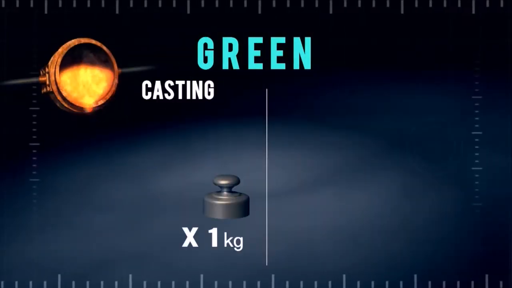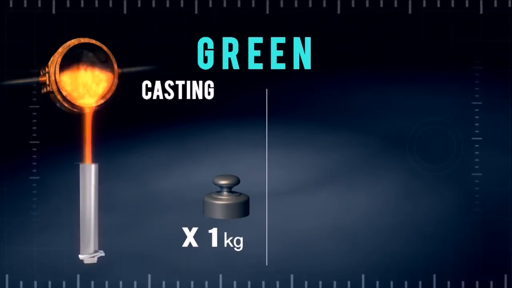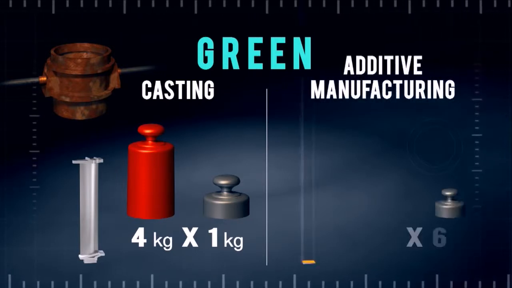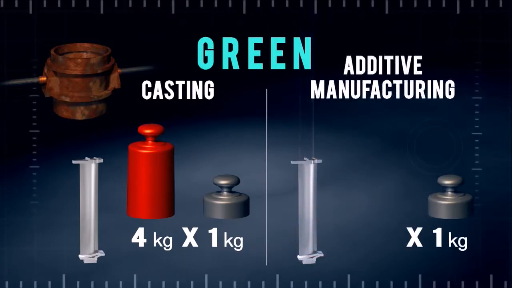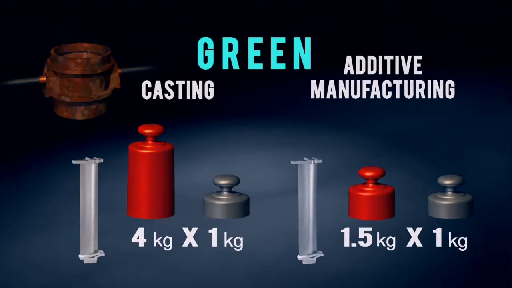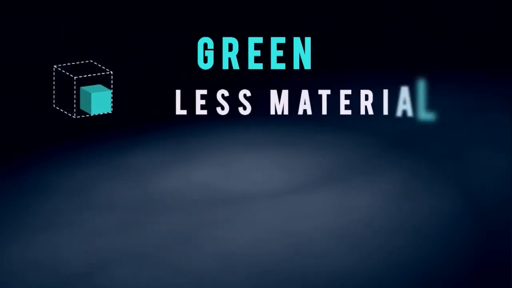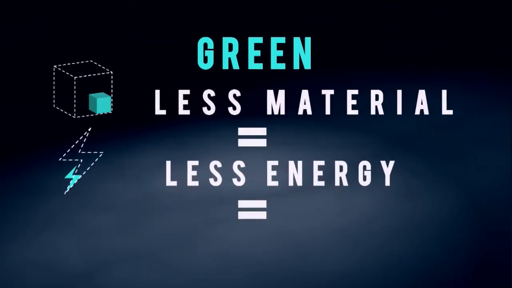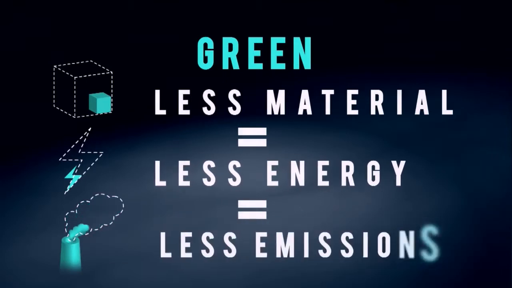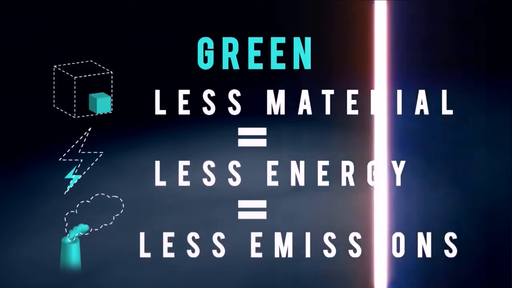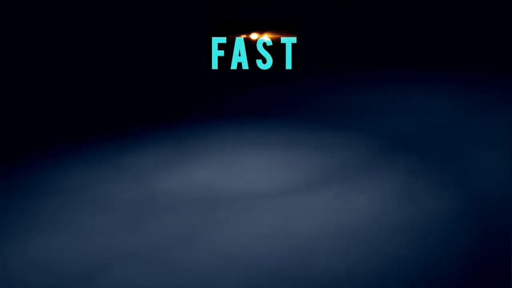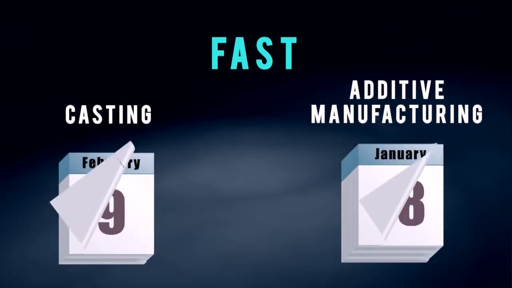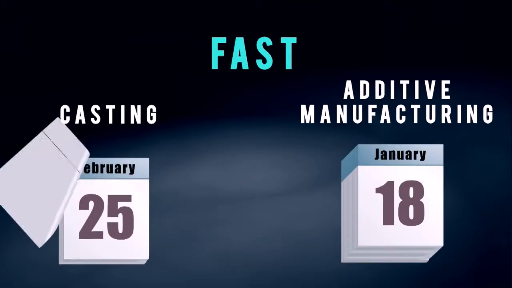Moreover, to make a product weighing 1 kilogram through casting, about 4 kilograms of material is needed, while only a maximum of 1.5 kilograms is used with the additive manufacturing technology. Less material, less energy, less emissions. Production times are greatly reduced, no longer months, but just a few days to produce the same amount of product at a speed of 50 cubic centimeters an hour.